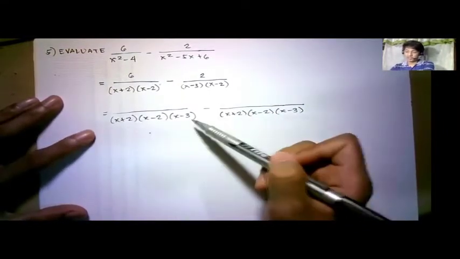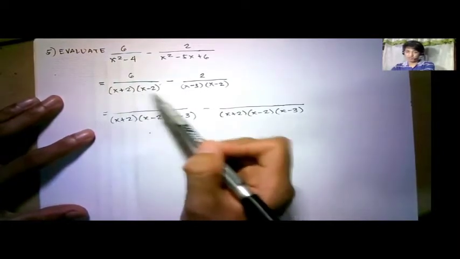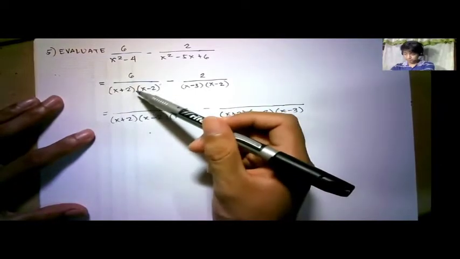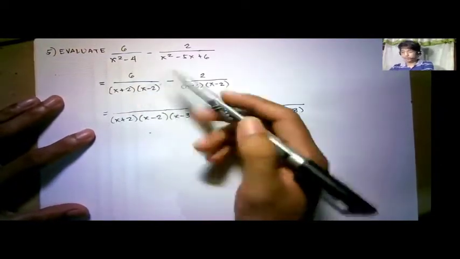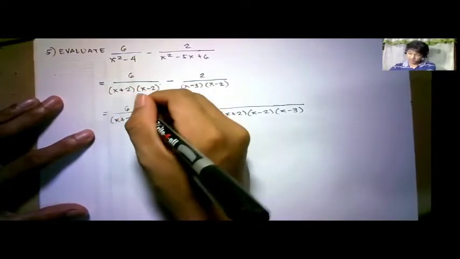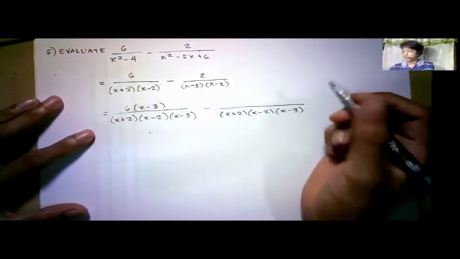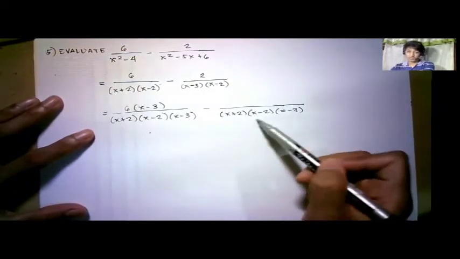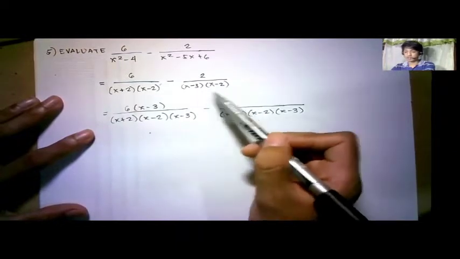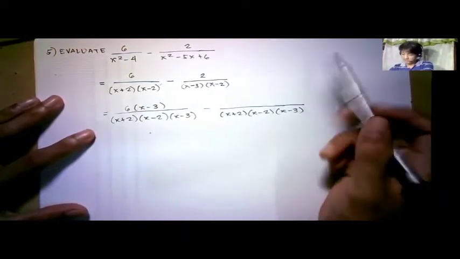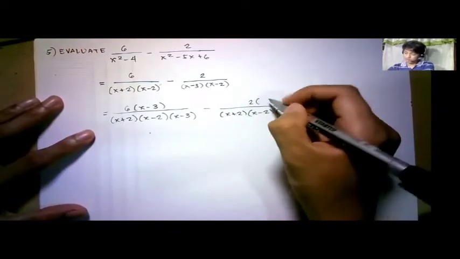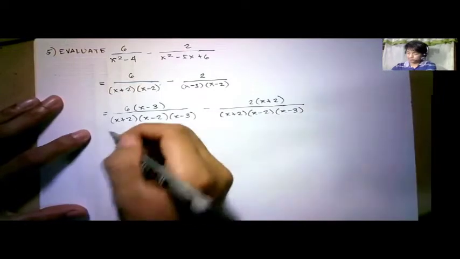So the LCD divided by the denominator of the first rational expression, we can cancel it out, no? So the remaining term is x minus 3. So 6 times the quantity x minus 3. And then the same process goes here. LCD divided by the denominator of the second rational expression. So we can cancel them out. That will give you 2 times the quantity x plus 2.